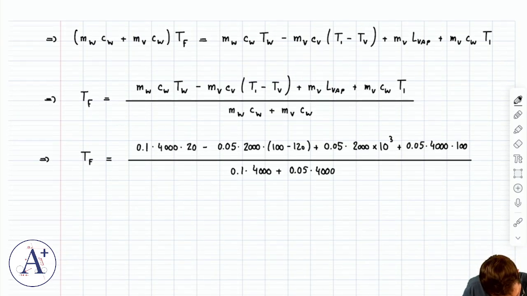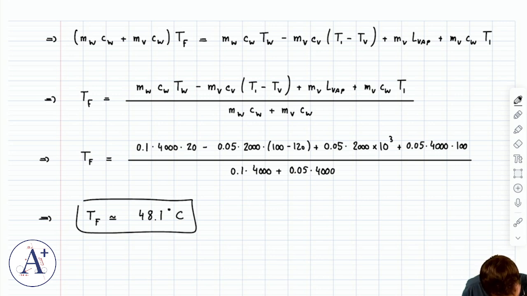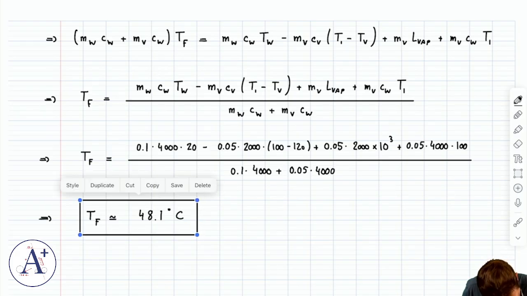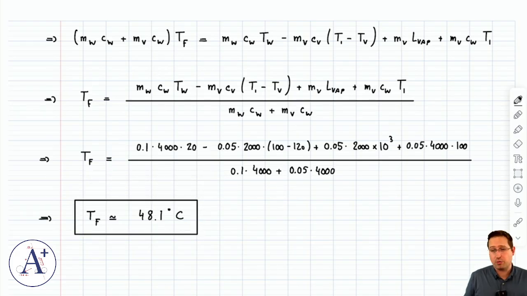Okay, and you're going to find T final is approximately equal to 48.1 degrees C. It should be less than 100 because we have liquid water, so that makes sense. It should be more than 20 because, of course, the water is going to warm up. And 48.1, well, I don't necessarily know that that's correct, but it's not absurd. If it were more than 100 or less than 20, something is wrong. I got to go check my signs. But this seems reasonable-ish anyway.